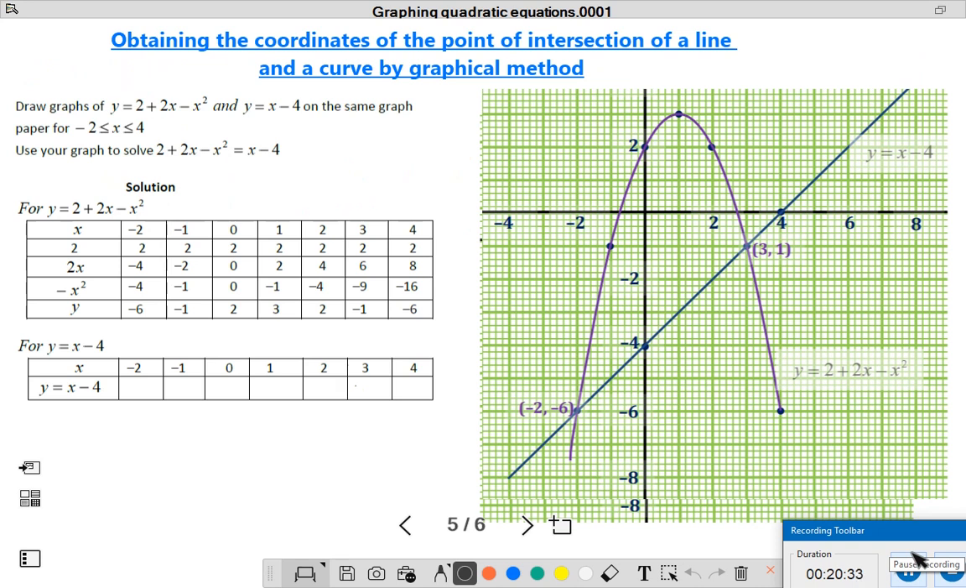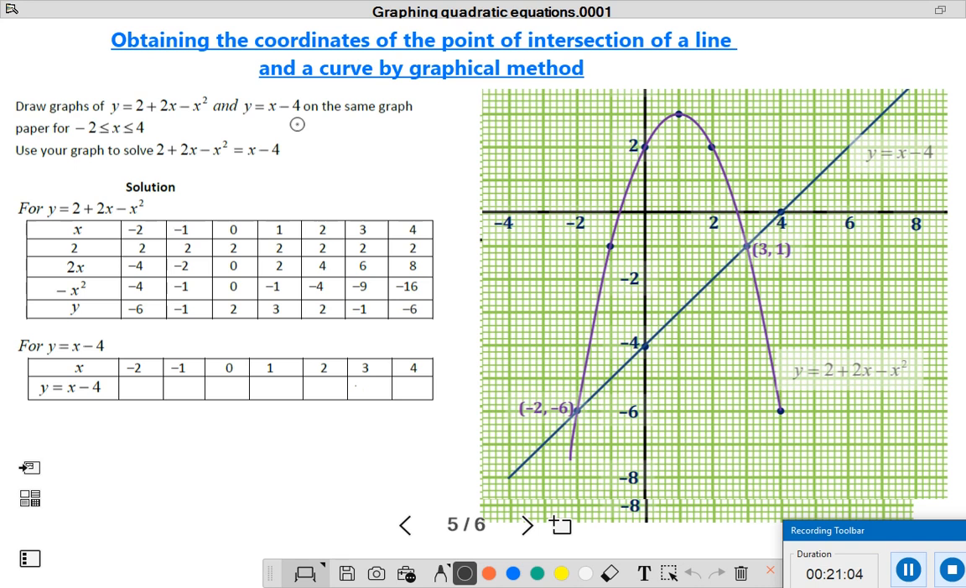Yes, now let us look at a more complicated one. Here, actually it is not difficult, I've said complicated. Why am I calling it complicated? We've been dealing with quadratic functions here, but now what if we need to solve a quadratic function with a straight line? So here we are solving a quadratic function and a line. Where do they meet? Obtaining the point of intersection.